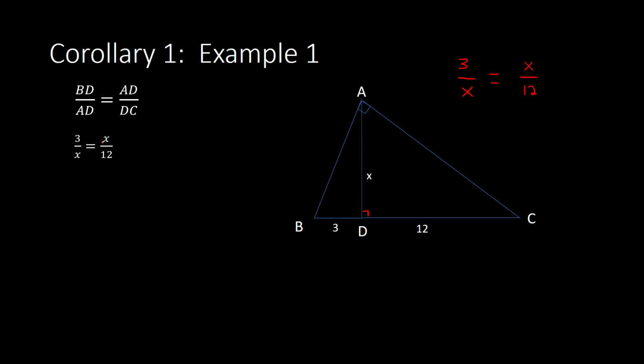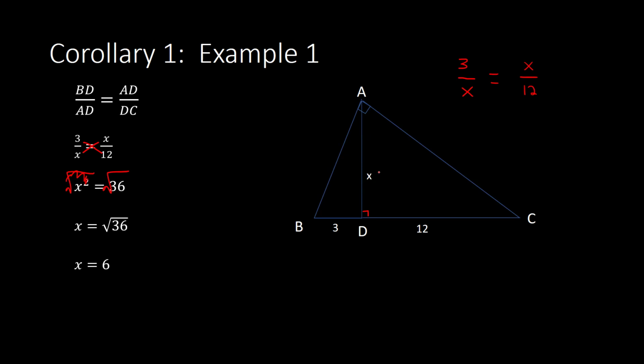So then from here I can cross multiply to solve for x. So x times x would give me x squared. 3 times 12 would give me 36. So x squared equals 36. I can take the square root of both sides. So now I have x equals the square root of 36, which would equal 6. So I can use the geometric mean to solve for the unknown altitude.